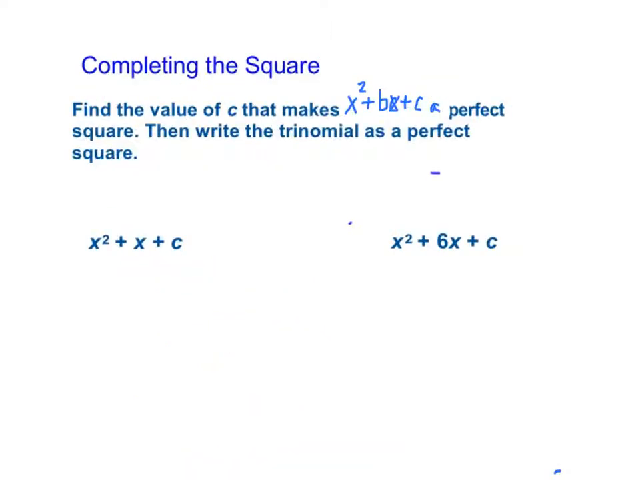Okay, completing the square says, we're going to stair-step this. So find the value of c that makes x squared plus bx plus c a perfect square. Then write the trinomial as a perfect square. Okay, so I'm going to start with this one over here, x squared plus 6x plus c. Right, so what we want to know is this number c has to be a perfect square. Okay, so for instance, I'm going to start up here.